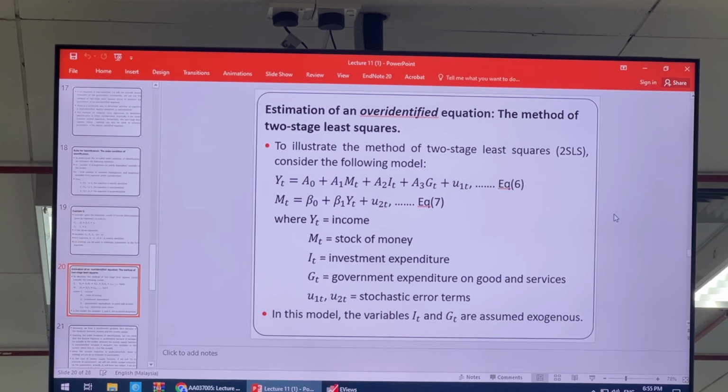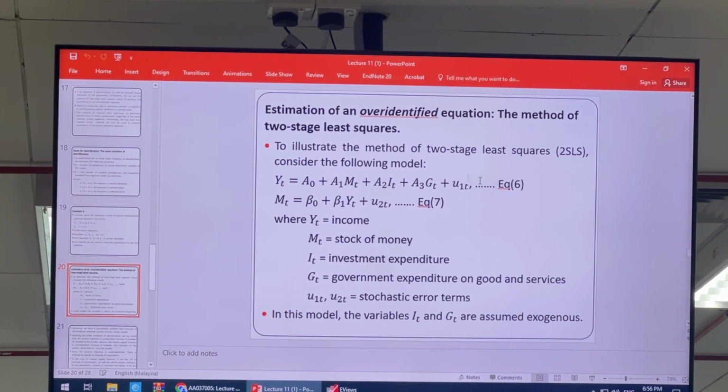Alright, estimation of an over-identified equation, the method of two-stage least squares. So this is the second approach, using two-stage least squares, in addition to indirect least squares. To illustrate the method of two-stage least squares, 2SLS, consider the following model.